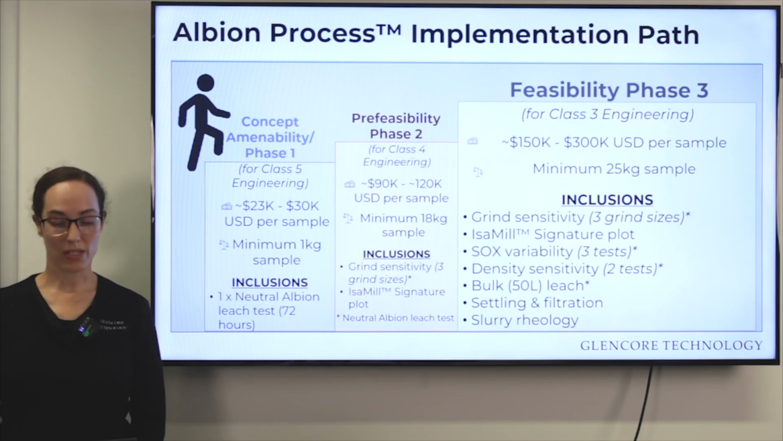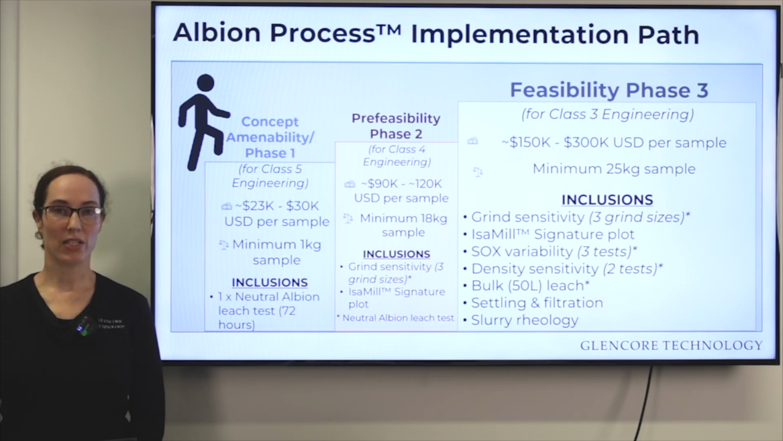In phase 3, or in the feasibility stage, we look at grind sensitivity again. We look at the signature plot again, and this is because the sample that might have been generated by site could have changed. If the sample has not changed with geological exploration, this would not have to be repeated. We also look at SOx variability. This essentially is the degree of sulphide oxidation which you need to achieve the highest gold recovery. And we look at density sensitivity, and we look at how far can we increase the density of the pulp so that we can minimize your reactor volume.